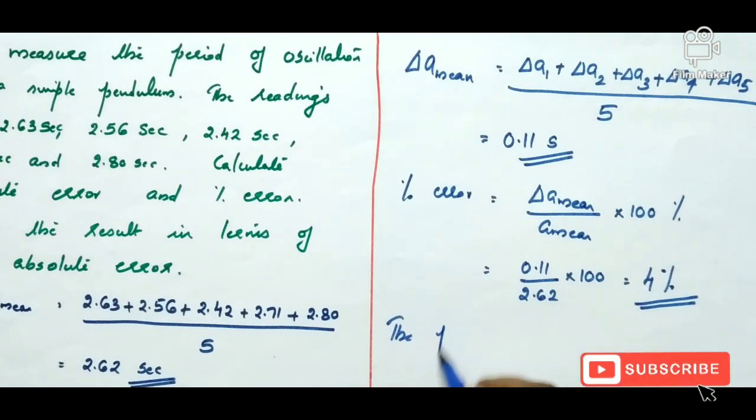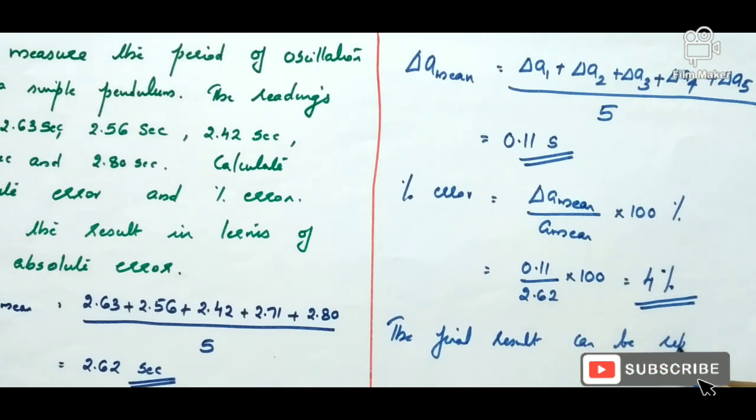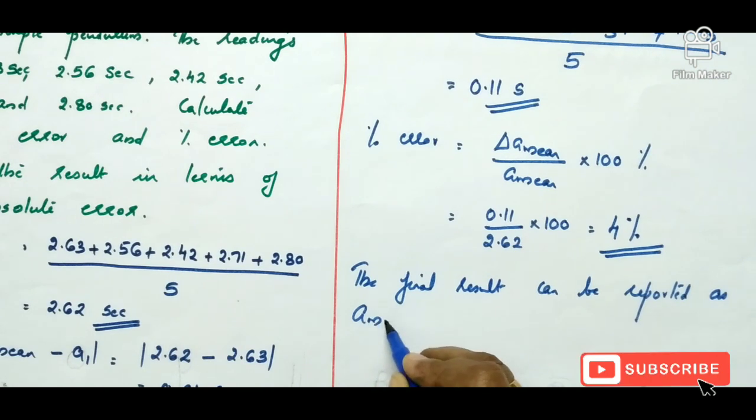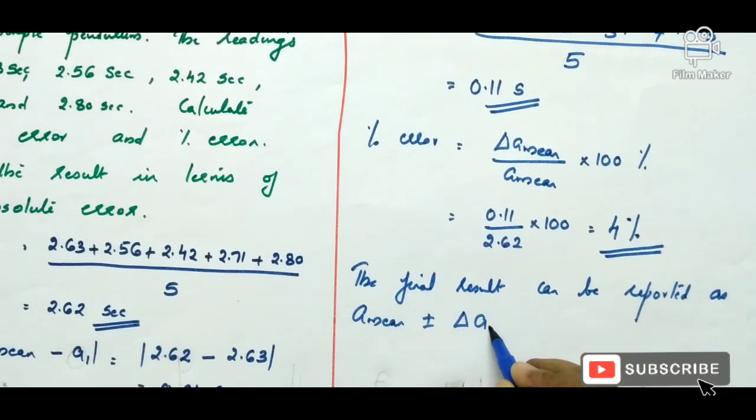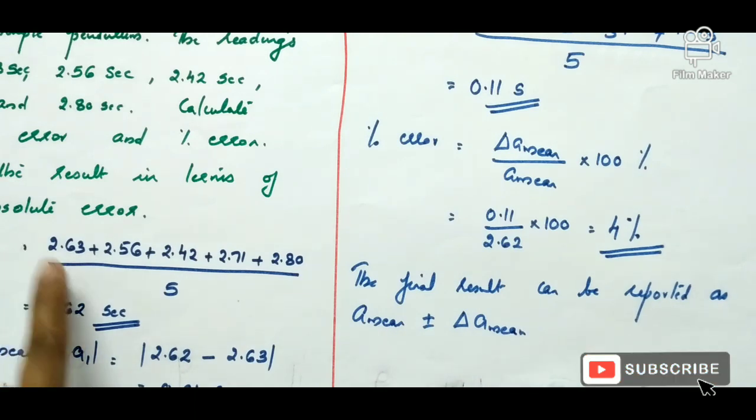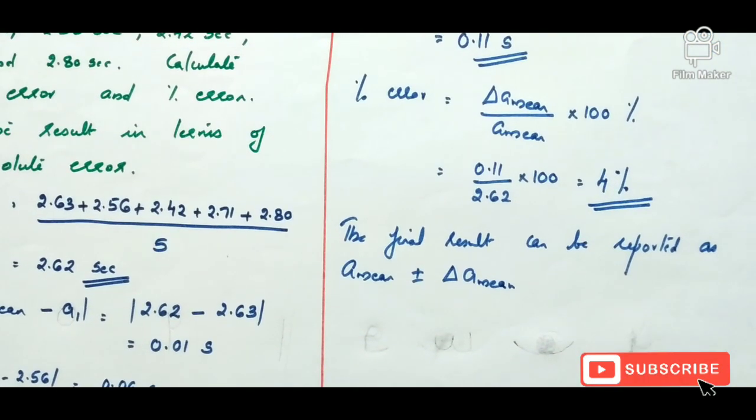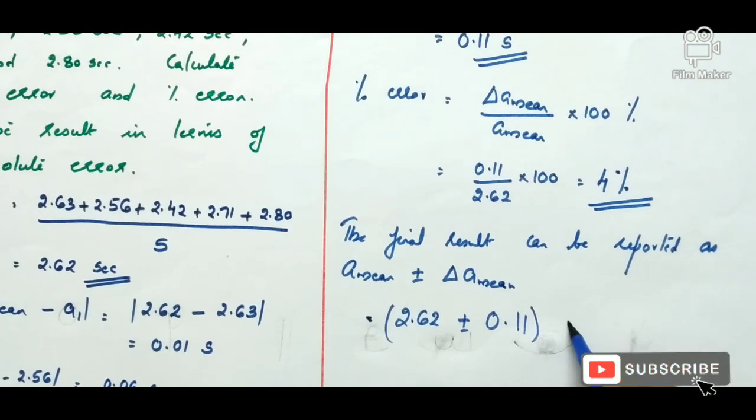So the final result can be reported as A mean plus or minus delta A mean, because here the question is to express the result in terms of mean absolute error. Therefore, we can write A mean plus or minus delta A mean. That is equal to 2.62 plus or minus, what is delta A mean? 0.11 second. So this is the final result expressed in terms of mean absolute error. Okay children.